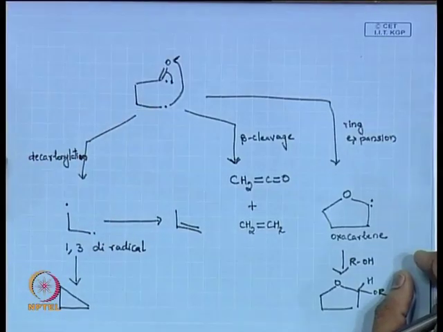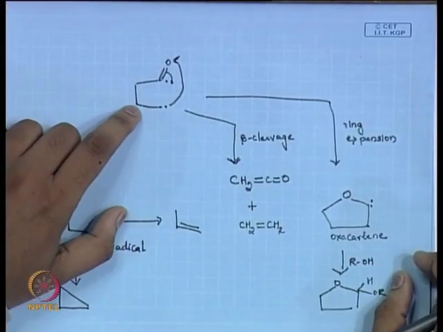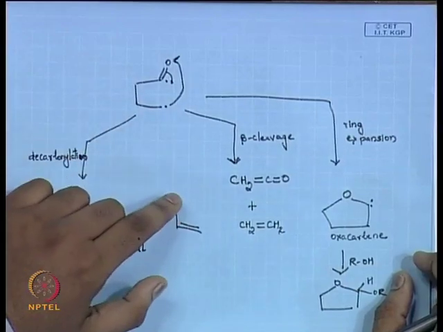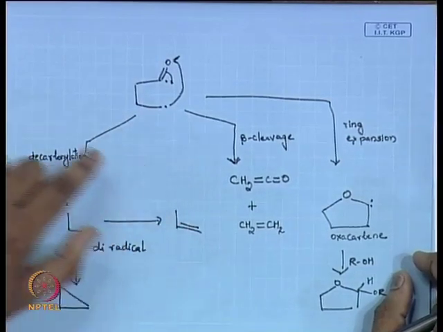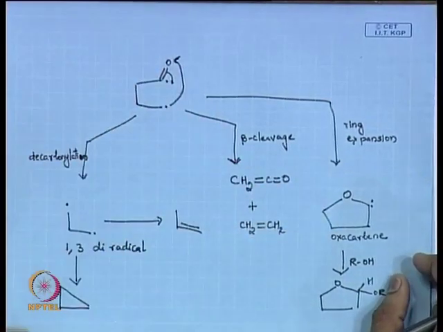Beta gamma? By abstracting the hydrogen, intermolecular hydrogen. By abstracting which hydrogen? The beta hydrogen. Oh, you want to do that intramolecular hydrogen abstraction. Yeah, that can also abstract. But these are the three dominant products you can see. That might be the minor products. Okay.